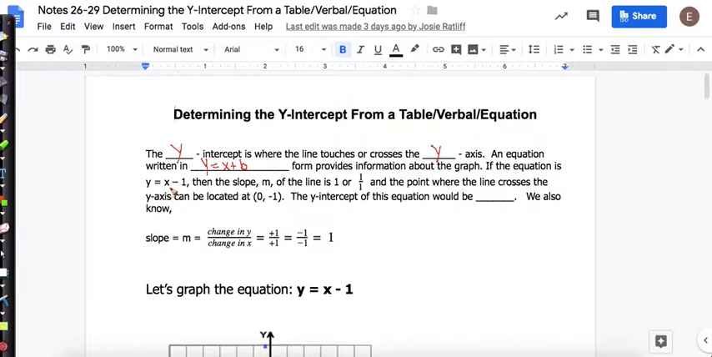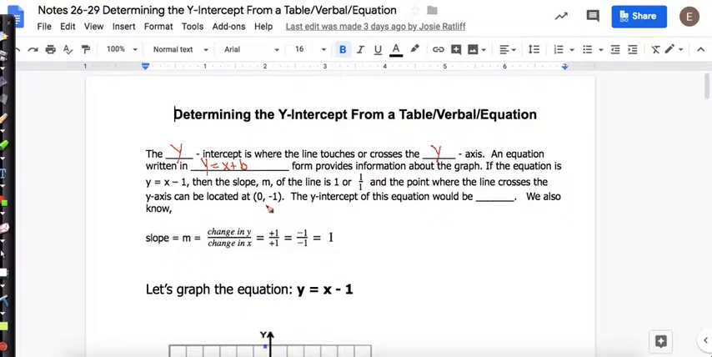If the equation is y equals x minus 1, then the slope m of the line is 1, or 1 over 1, rise over run. And the point where the line crosses the y-axis can be located at (0, negative 1). Remember, we looked at this when we were graphing. If it ended with minus 1, then the y-intercept crossed the y-axis at negative 1. So the ordered pair could be described as (0, negative 1). And notice the x value is 0. The y value will be the y-intercept.